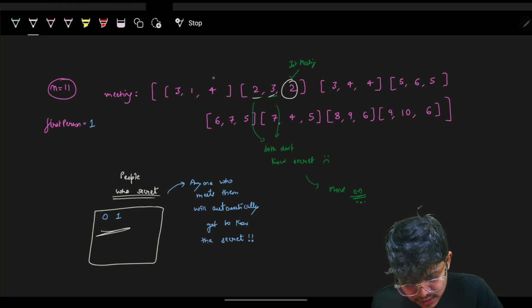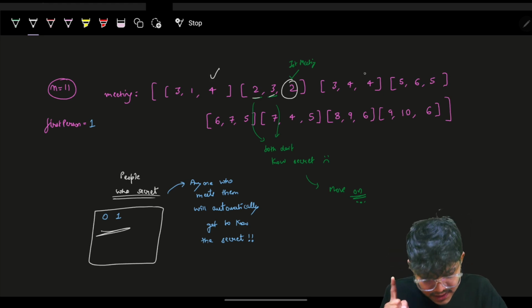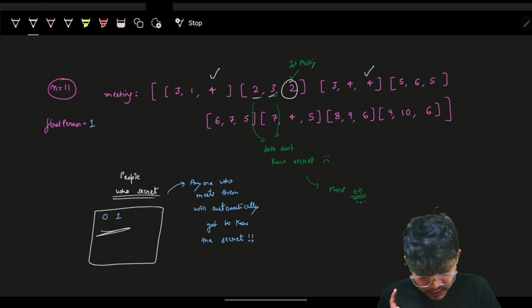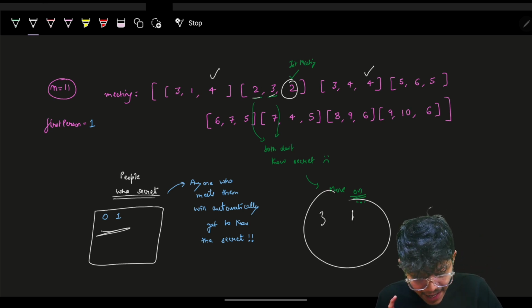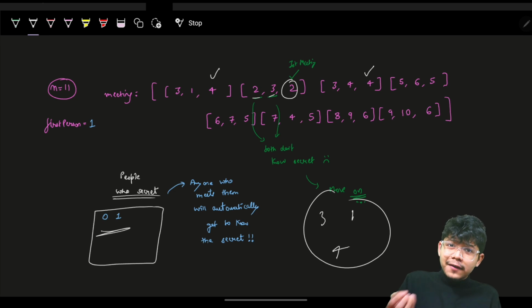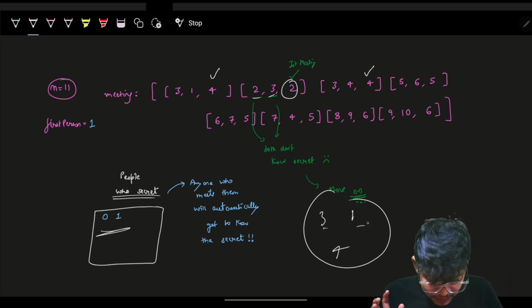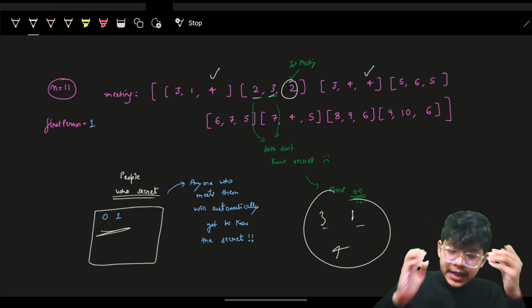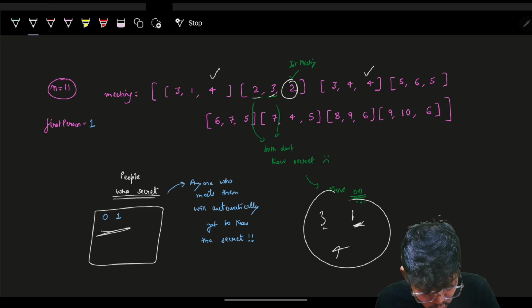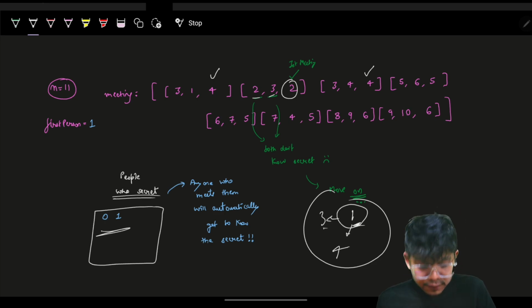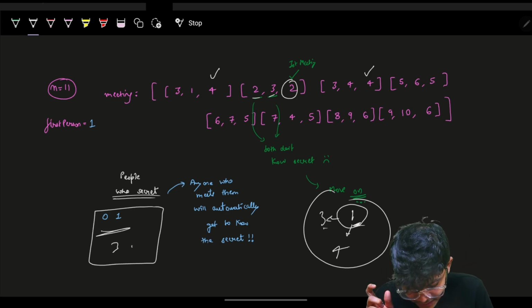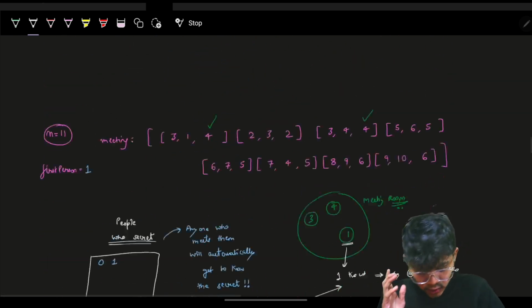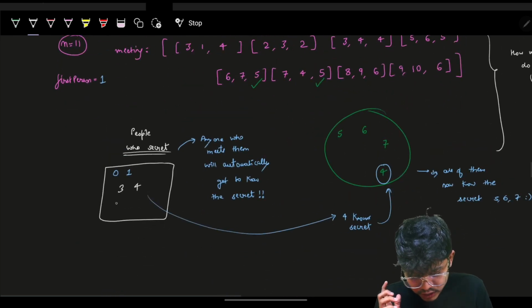Now next time is 4. At time 4 we can see we have 2 meetings happening: 3 and 1, and 3 and 4. So 3 and 4 need to come to the same meeting room, and 3 and 1 have to come to the same meeting room. So basically 3, 1 and 4 are in the same meeting room. Now we know that 1 knows the hidden thing, so he will tell 3 and 4. Because of 1, 3 and 4 also now know the hidden thing.